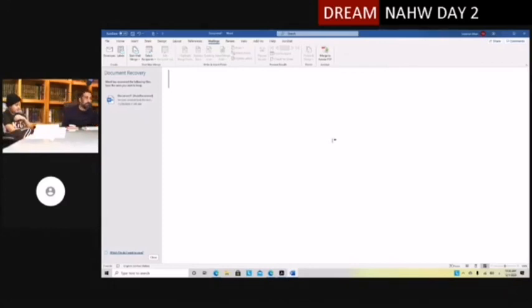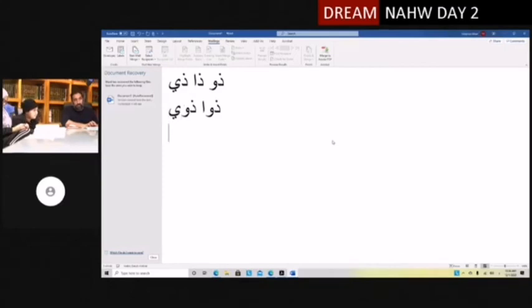So what does that all mean? Dhu, dha, dhi mean possessor of. Dhawa means two possessors of, and dhaway is two possessors of in nasab and jar. And then dhawu and dhawi are possessors of. Some mudaf ilay will come after them.